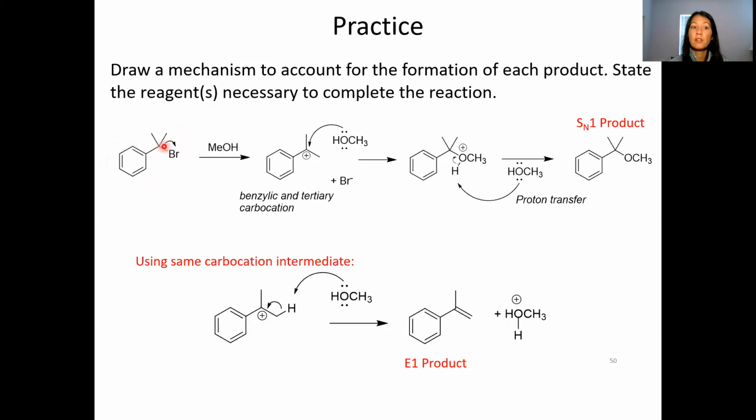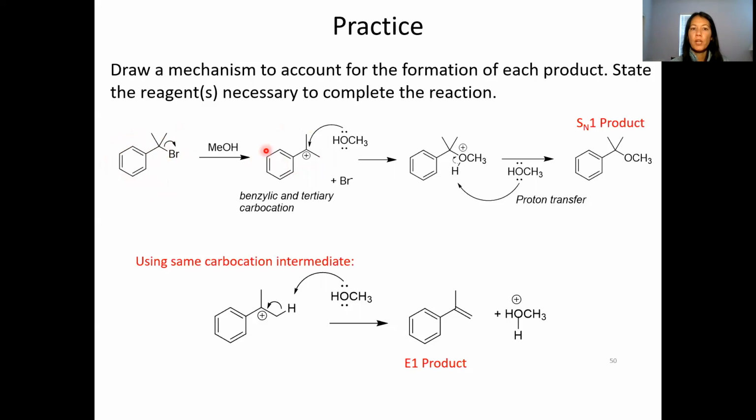It's okay leaving because this is a stable carbocation that results, benzylic and tertiary. So right there, you should be able to look at a substrate and say, okay, which is going to occur? Then draw that intermediate or just go to the next step.